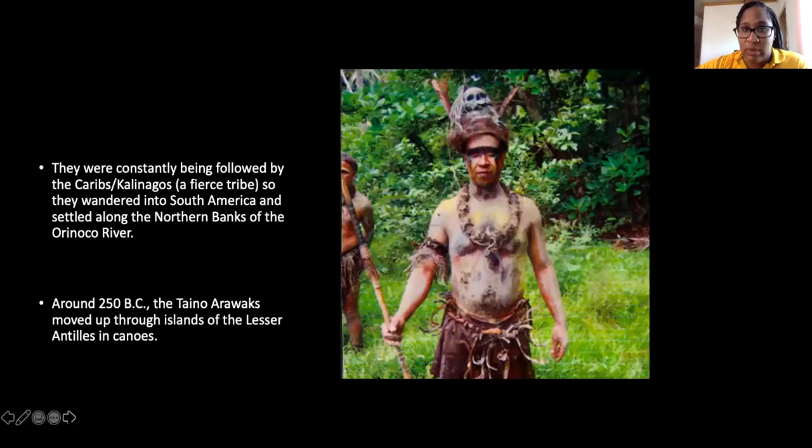But of course, it wasn't always peaceful for them. They were constantly being followed by the Caribs, Kalinagos, a fierce tribe. This tribe was always interested in war, always trying to attack the Arawaks, steal their food, steal their women, go to war with them. So this is how the Arawaks came to South America. They settled along the northern banks of the Orinoco River. Around 250 BC, the Taino Arawaks moved up through islands of the Lesser Antilles in canoes.